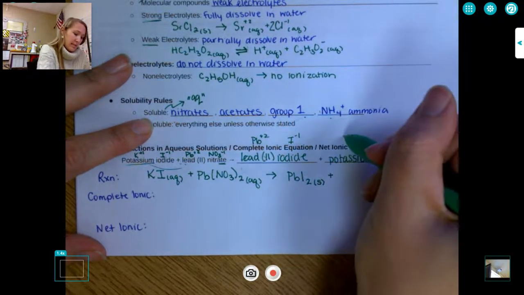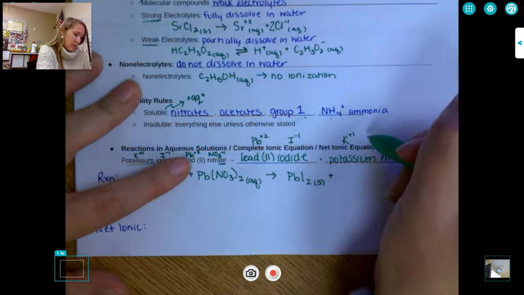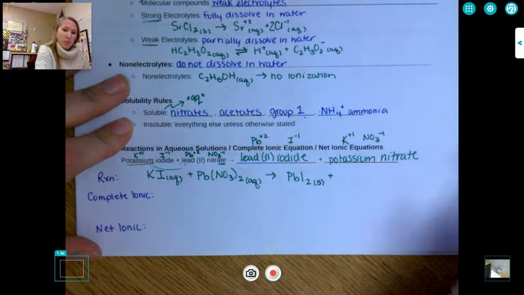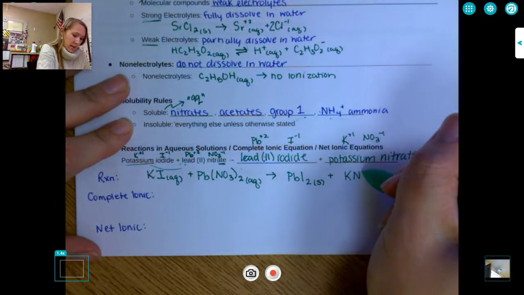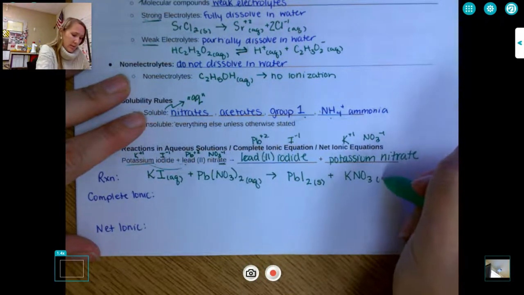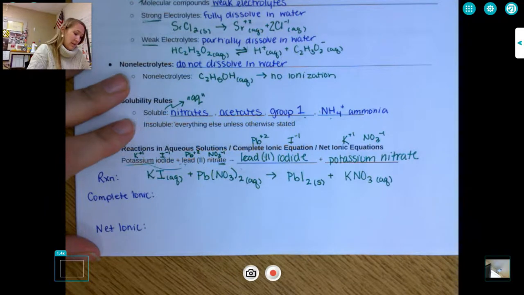Then my last one, potassium. Potassium is K +1. Nitrate, we had before, NO3 -1. Swap and drop, they're both 1s. So KNO3. Starts with a group 1 metal and ends with a nitrate. Definitely aqueous or soluble. We need to balance it.